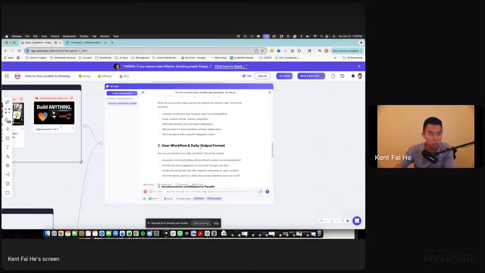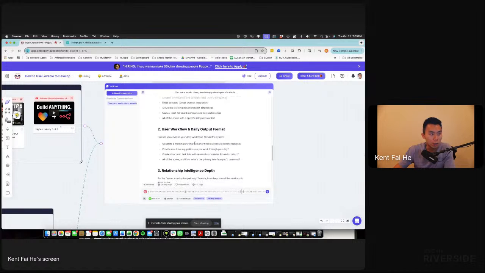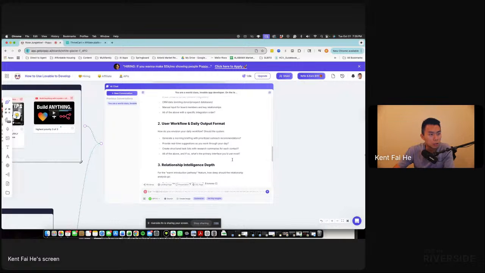For a second section on user workflow and daily output format, how do you measure your daily workflow? Should the system generate a briefing, prioritize outreach recommendations, create structured task lists with research, all of the above? For number two, it's all of the above.